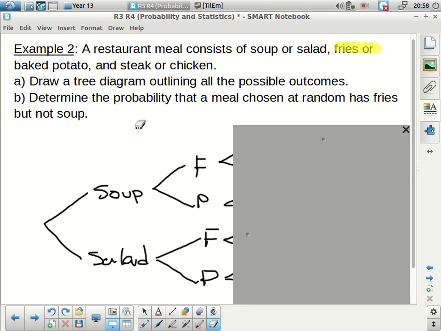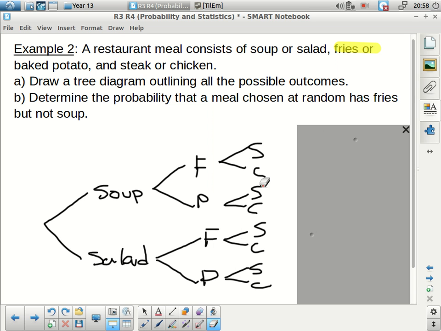Last but not least, we have the option for steak or chicken. So that goes steak, chicken, and so on. So this creates all the different possible pathways, right? I could have soup, fries, steak, or soup, potato, chicken, something like that.